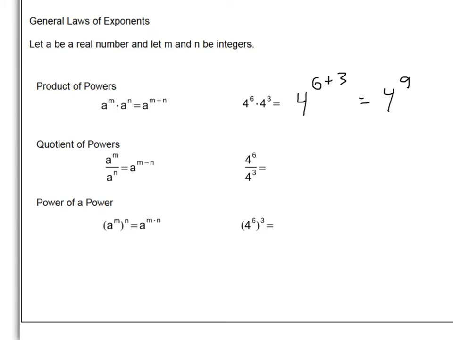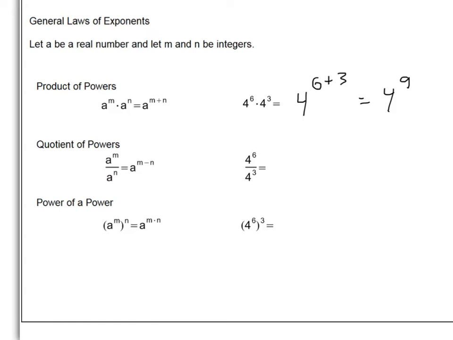The next property is a quotient of powers. Quotient just means a division, which is often written as a fraction. And in this case, I have a to the m over a to the n, and all that I have to do instead of adding the exponents is subtract them. And I always take the top exponent and subtract the bottom exponent.